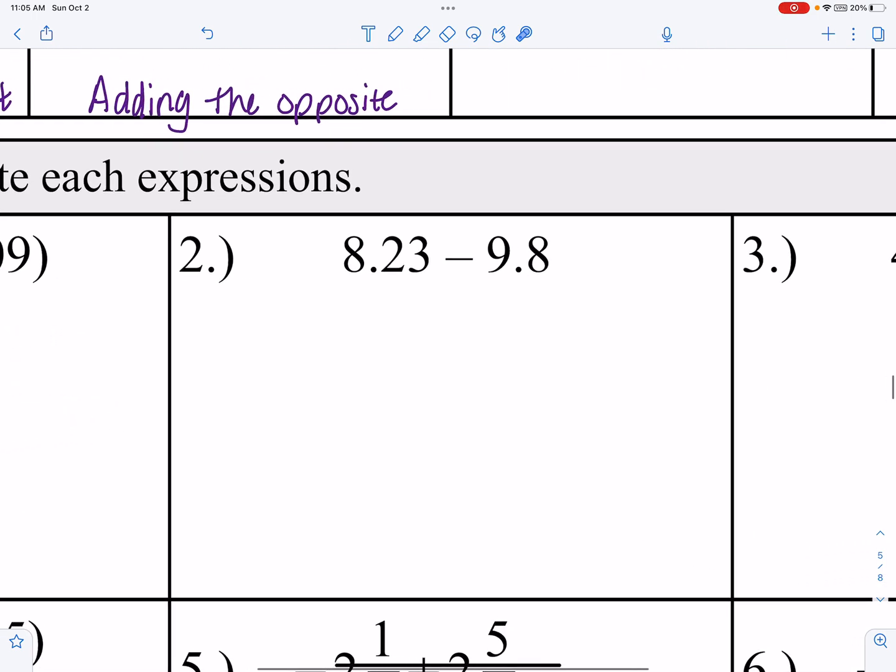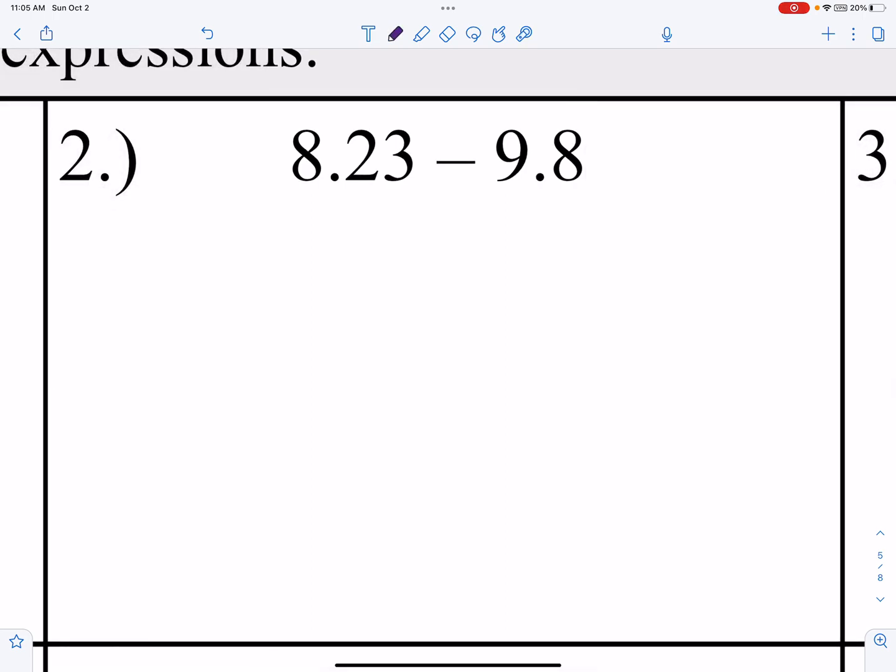All right. Over here we have subtraction. I don't like that. So right away I'm going to go to KFC and make myself feel better. Don't do that in real life. You might eat too much KFC. So keep, flip, change. Now I notice that I have different signs, so I'm going to be subtracting. And so as I write these, I need to make sure that I put the 9.8 on top. And then I have my 8.23. Go ahead and put my placeholder 0 in.